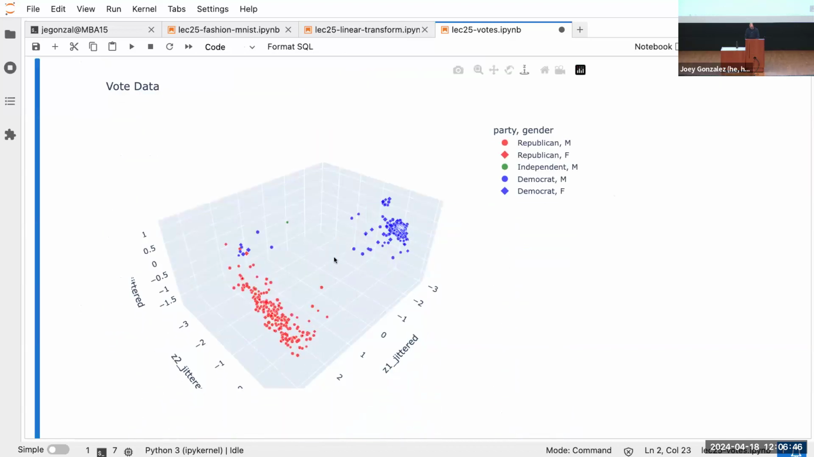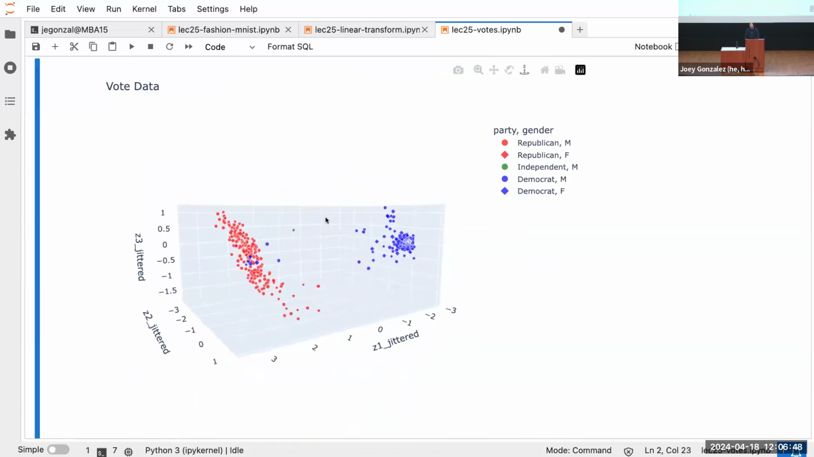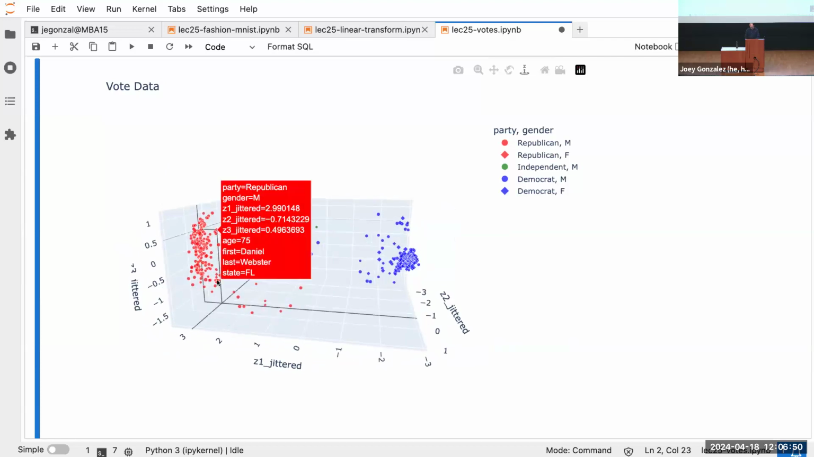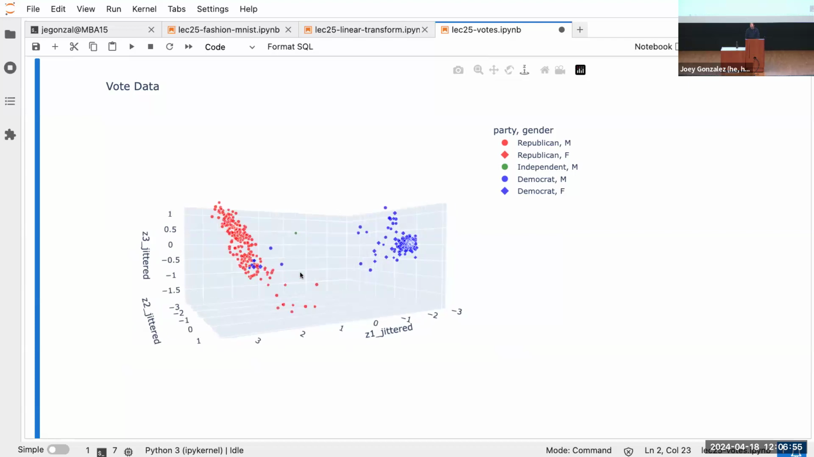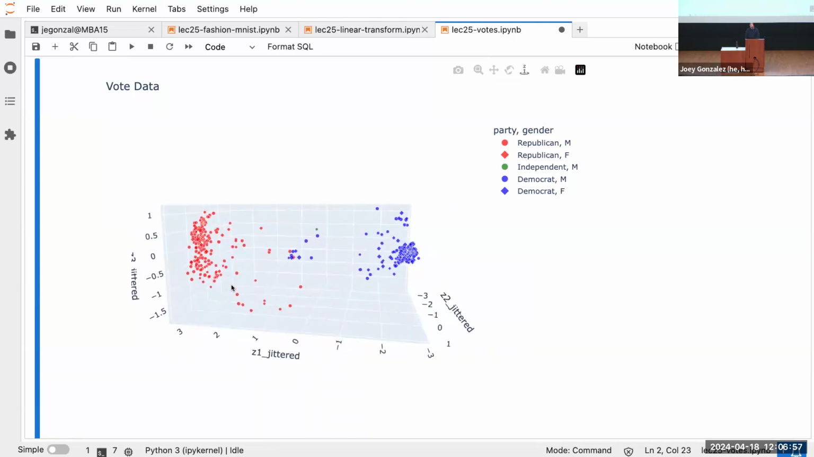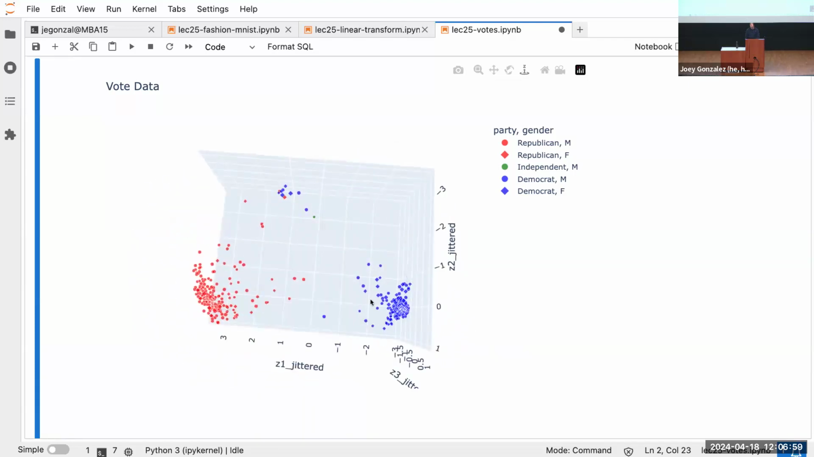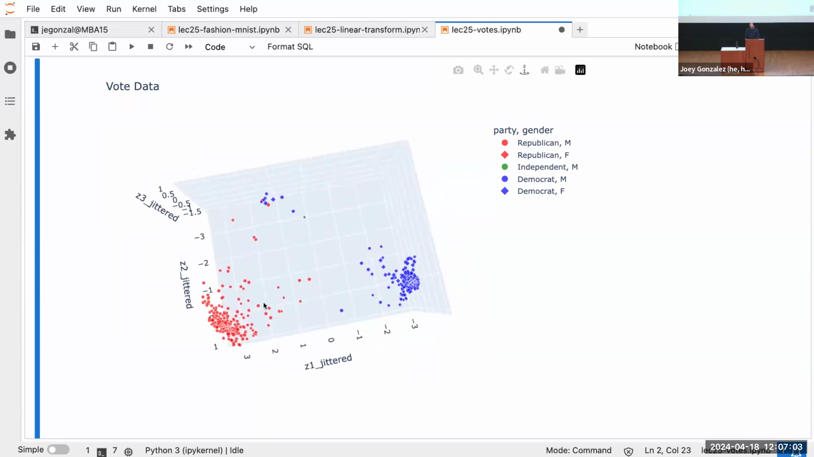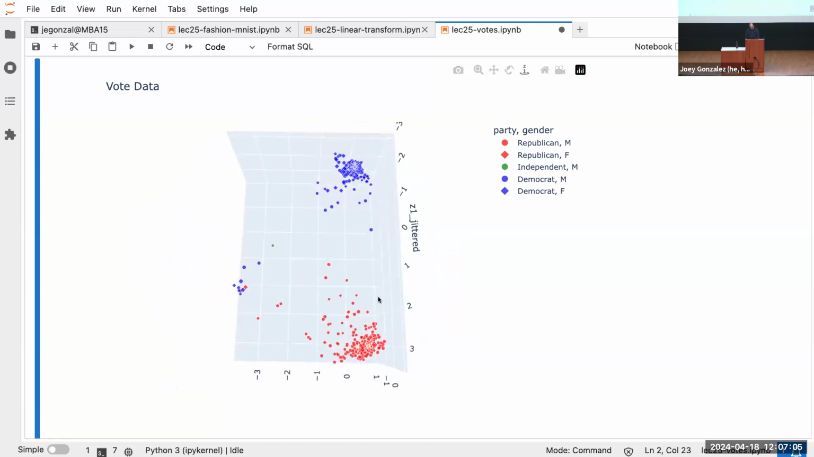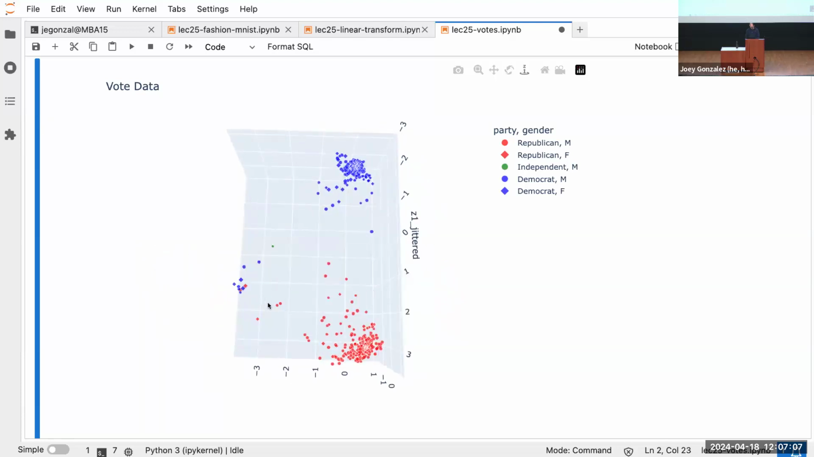For fun, we can also look at this in 3 dimensions. I don't think anything else really interesting is happening along this dimension, so there's not much spread. If I look on this dimension, I'm not seeing a whole lot of interesting stuff. Most of the interesting stuff is happening along this dimension, going horizontally, the Z1 jittered, and a little bit of stuff is happening along the Z2 dimension, going this way now.